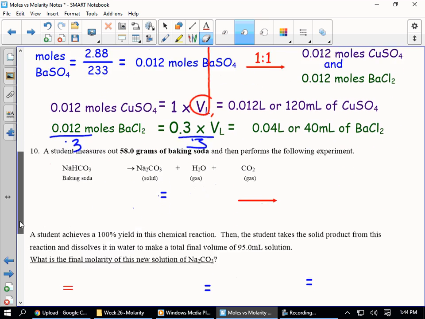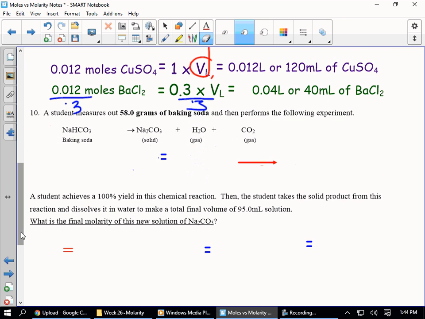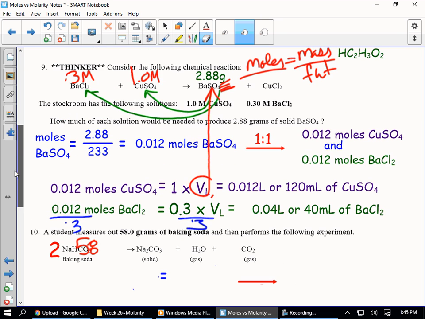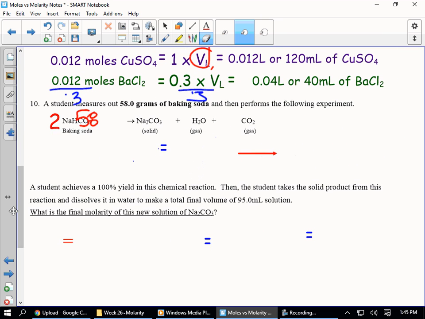All right, number 10 is also a thinker. Now I want you to try to read it and see what you can do. All right, a student measures out 58 grams of baking soda. So this one says baking soda. So we're going to, 58 grams. I guess we should have said, make sure that it's balanced. I'm so sorry. And the last one was balanced as written. So making sure it's always balanced.